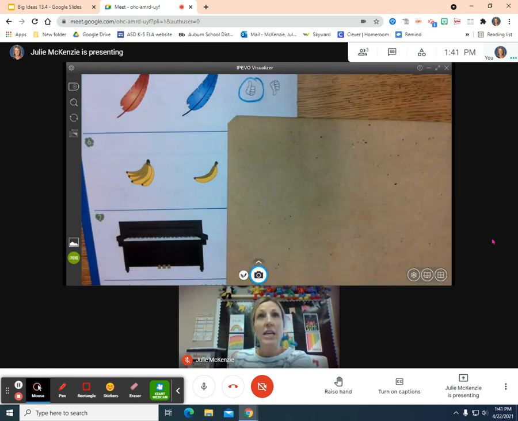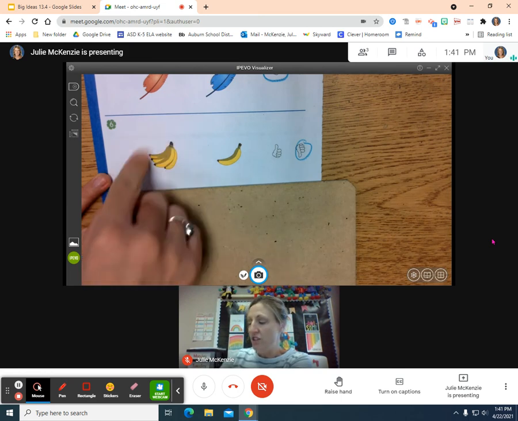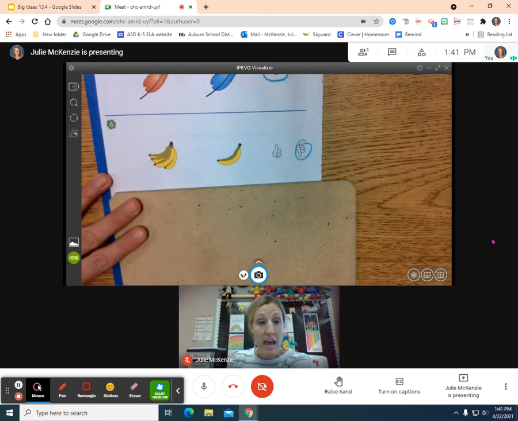With the feathers, yes, they are the same weight. They're the same object, just with a different color, which doesn't change the weight. So the blue feather and the red feather are the same weight. With this one, I said no, because this is a whole bunch of bananas together. That's going to be heavier than just one banana. So no, those are not the same weight.